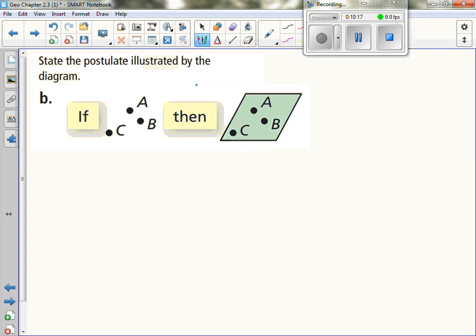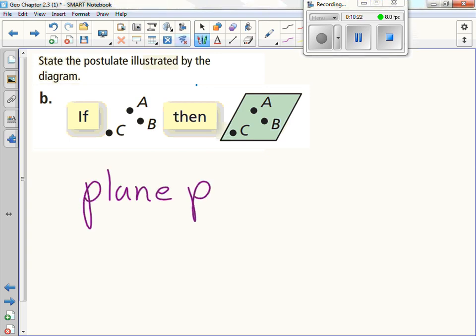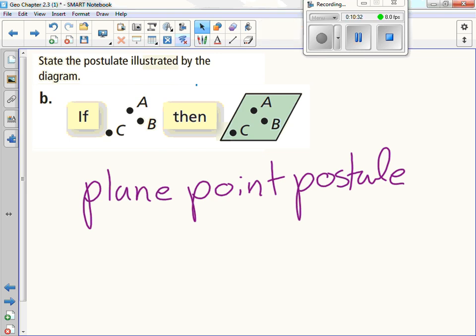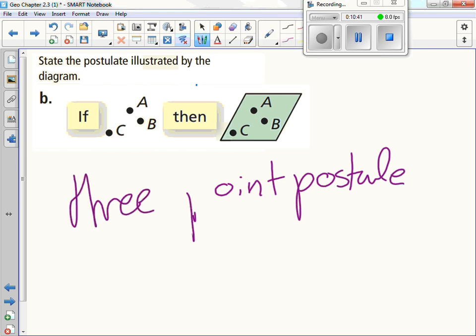What would we say with this one here? Yes, this is plane point. Almost, actually. 3-point postulate. Because plane point postulate says if there exists a plane, or any plane, there exists at least 3 points. 3-point postulate says through any 3 points, there exists exactly one plane.